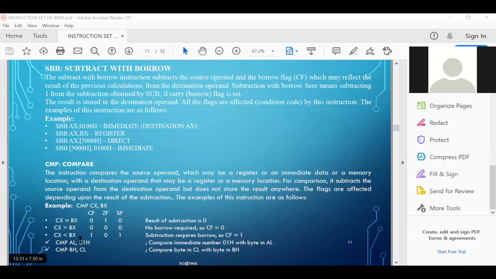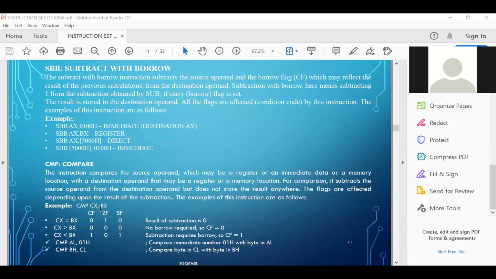Okay, so there must be some carry. So carry flag must be 1, but it is not the 0 result. Result is not 0, so that's why zero flag must be reset. And carry flag must be 1 because of the borrow, which is again one type of carry.